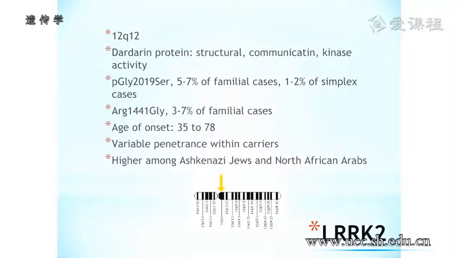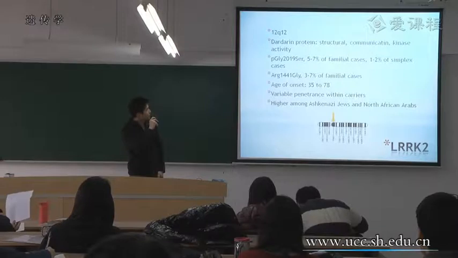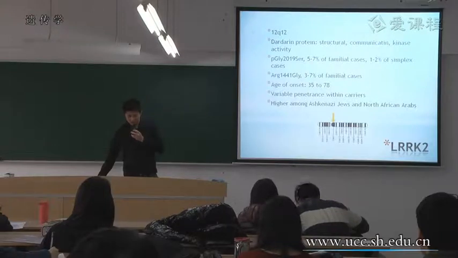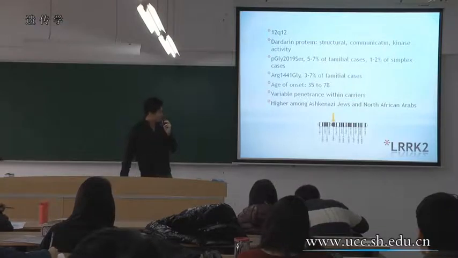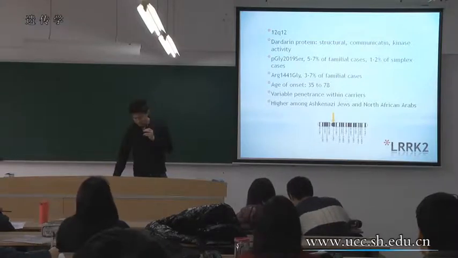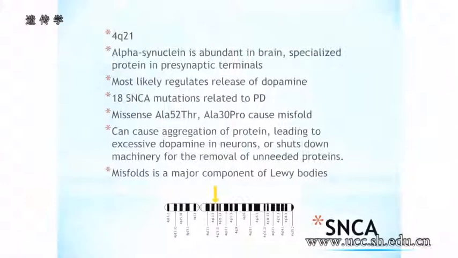LRRK2, you'll see, is located on the 12th chromosome on the long arm, which is what Q stands for, at locus 12. And you'll see two examples right here that cause a certain mutation, which they've discovered in 5 to 7% and 3 to 7%. The thing with this mutation is that it has early onset, in comparison to this mutation, which is more a late onset mutation.